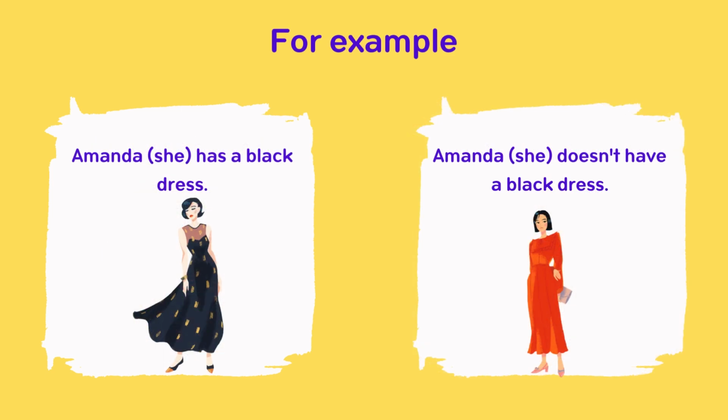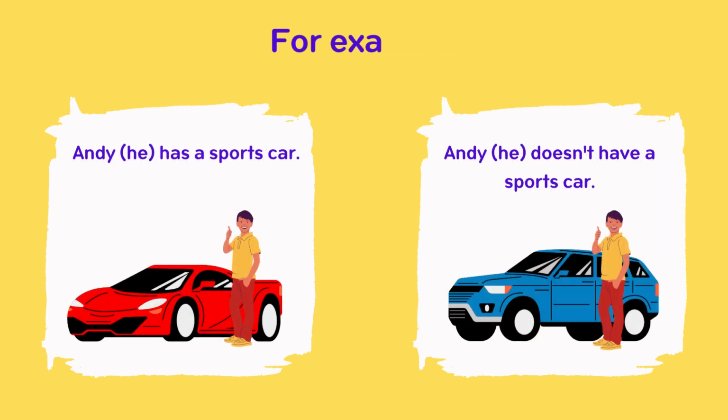Amanda has a black dress. Now, this is our tricky part. Because we have the verb has, we know that we should use doesn't. Amanda doesn't. Because of doesn't, we don't use has. We use have. Amanda doesn't have a black dress. That's it.